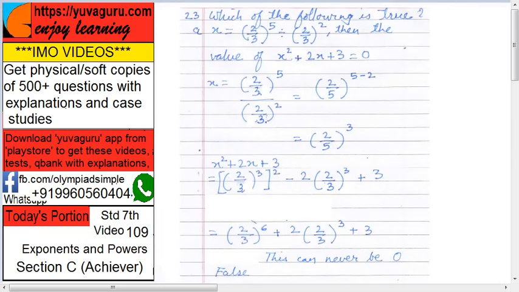False. Next, which of the following statements is true? First one: x equals (2/3)^5 divided by (2/3)^2. Then the value of x squared plus 2x plus 3 equals 0. You need not even solve this. I have solved this, but you need not even solve this.